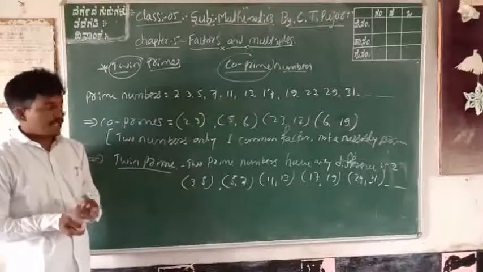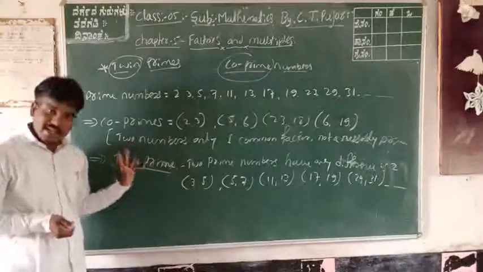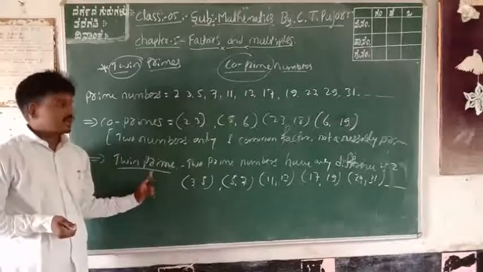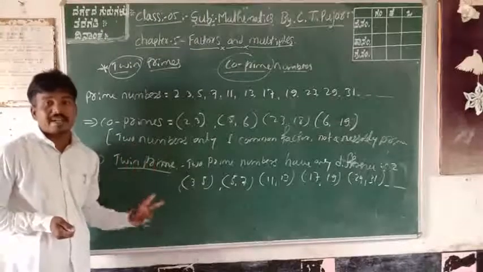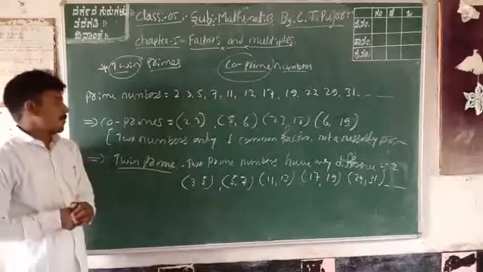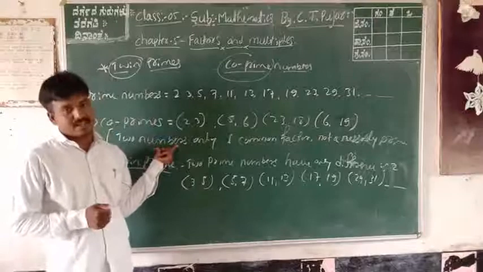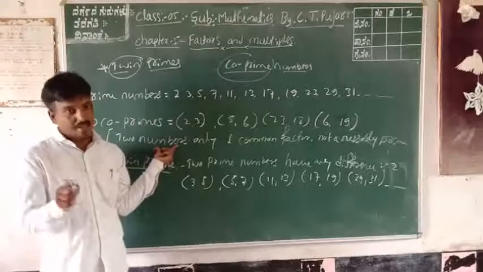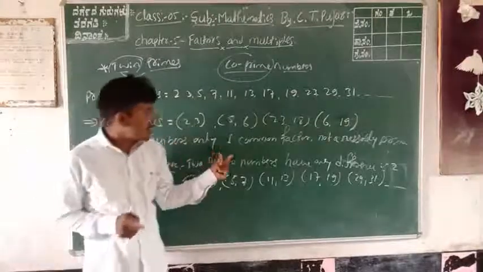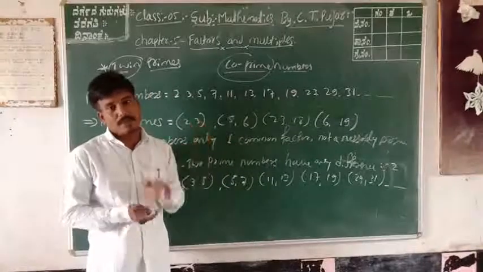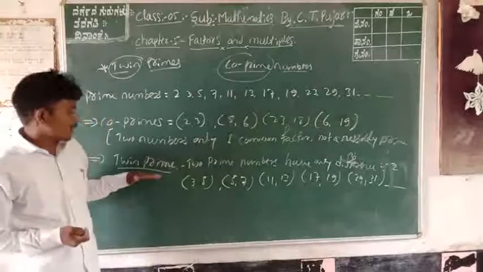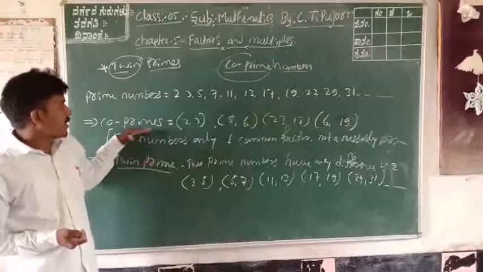Got it? Twin primes means any two prime numbers whose difference is 2. But co-prime is different. Co-prime means you can consider any two numbers, not necessarily prime, whose only common factor is 1. But this is twin prime. Got it? Co-prime and twin prime.